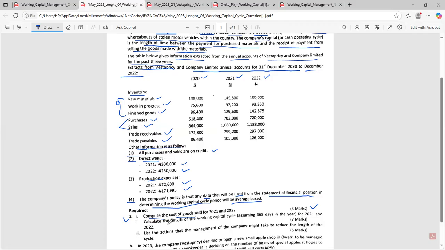So number 8 says what? Compute the cost of goods sold for 2021 and 2022. Cost of goods sold is simply opening stock plus purchases, abi?